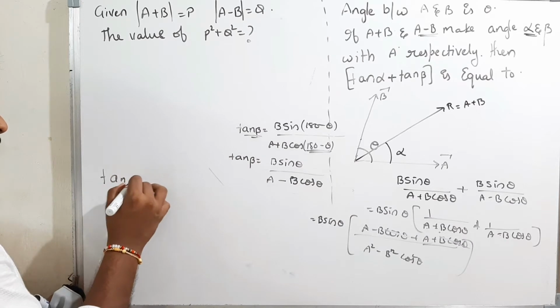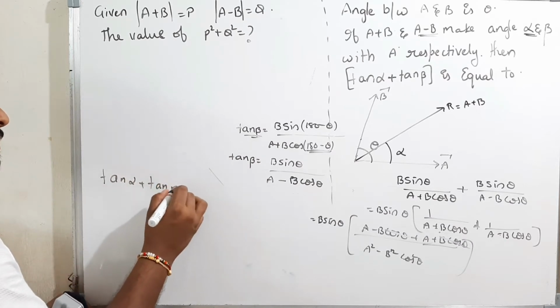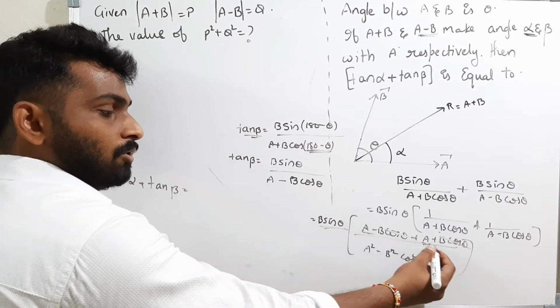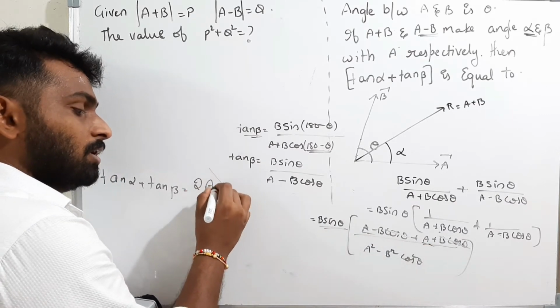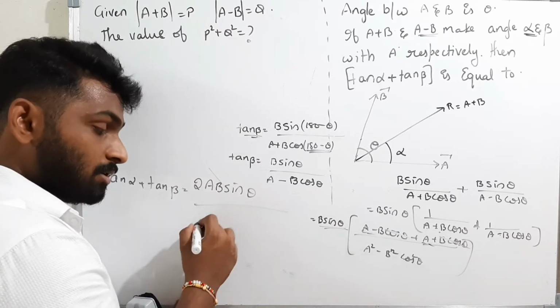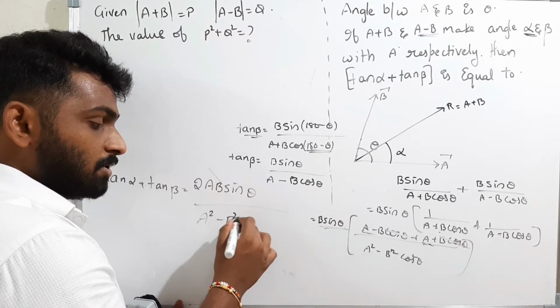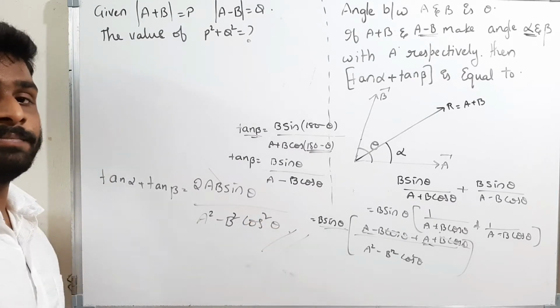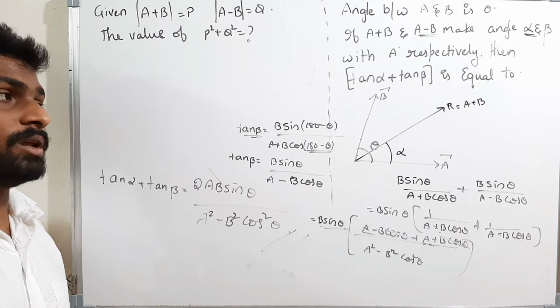Tan alpha plus tan beta is how much? B sin theta into 2a, that is nothing but 2ab sin theta. And what's in the denominator? That is a square minus b square cos square theta. That is the answer. And this question is clear.